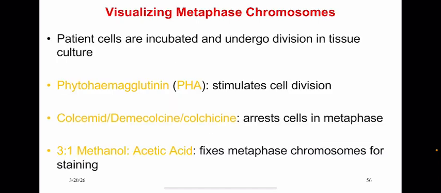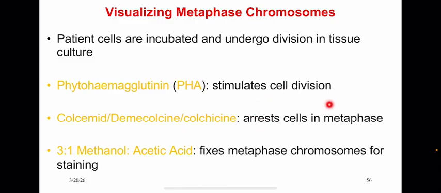Okay, let's look at visualizing metaphase chromosomes. We have three techniques in visualizing metaphase chromosomes: phytohemagglutinin (PHA), or using colcemid, demecolcine, or colchicine, and also 3:1 methanol and acetic acid. I don't know if I'm getting the pronunciations right. So let's do some reading. Patient cells are incubated and undergo division. So when we are using phytohemagglutinin, we use it to stimulate cell division.